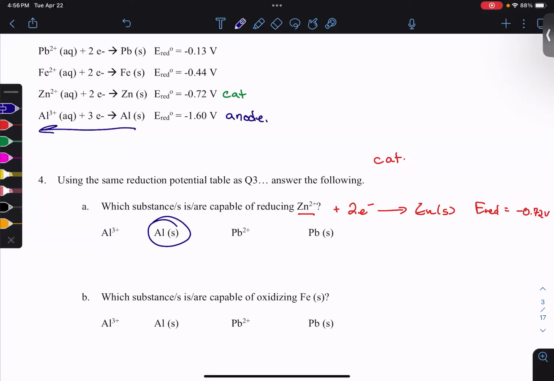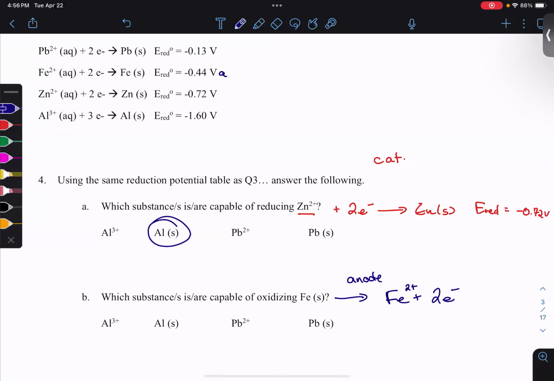All right, so let's do it the other way. What substance is capable of oxidizing iron? So in an oxidation reaction, iron is going to lose 2 electrons. All right, so that means iron is at the what? Cathode or anode? Anode. So we decided what the anode is now. Okay, so iron is the anode. The anode has a reduction potential of negative 0.44 volts.